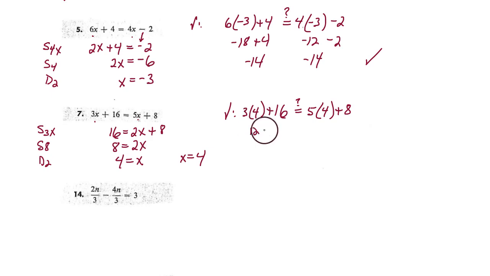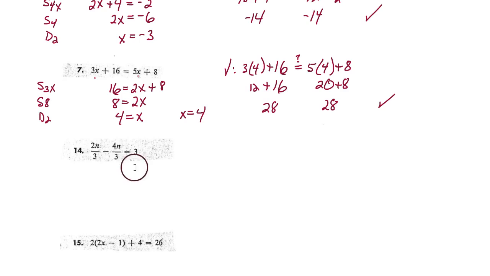Three times 4 is 12. 12 plus 16 is 28. Over on this side, 5 times 4 is 20. And 20 plus 8 is 28. This checks. Number 14, we have like terms.